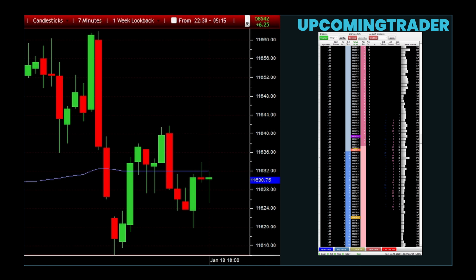Conversely, if you see a volume spike at a support level and the price starts to rise, it could be an excellent opportunity to buy. This strategy helps you capitalize on market turning points and shifts in momentum.